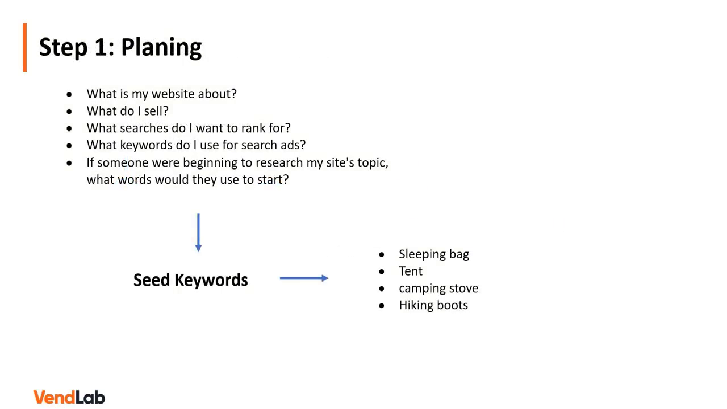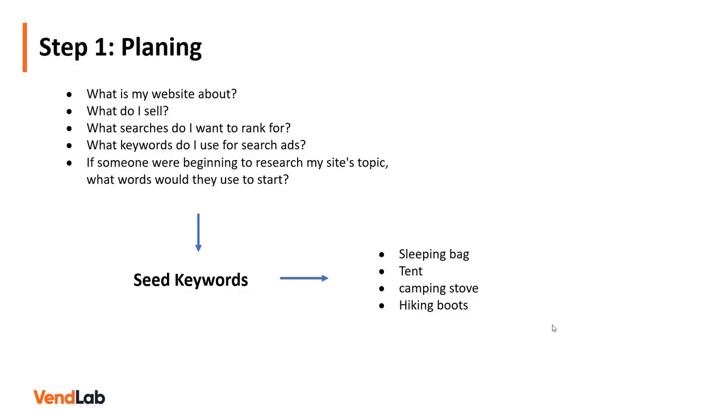The planning stage is vital but often overlooked. Before researching keywords, you must understand your customers and their goals when searching. Questions to answer include, what is my website about? What am I selling? What kind of searches do I want to rank for? What keywords do I currently use in search ads that I might like to rank for in natural search? If someone was beginning to research my site's topic, what keywords would they use? Once you have decided these things, brainstorm so-called seed keywords around your chosen product or service.